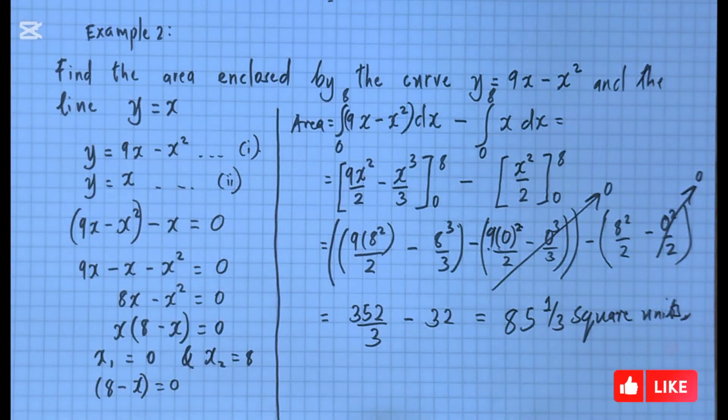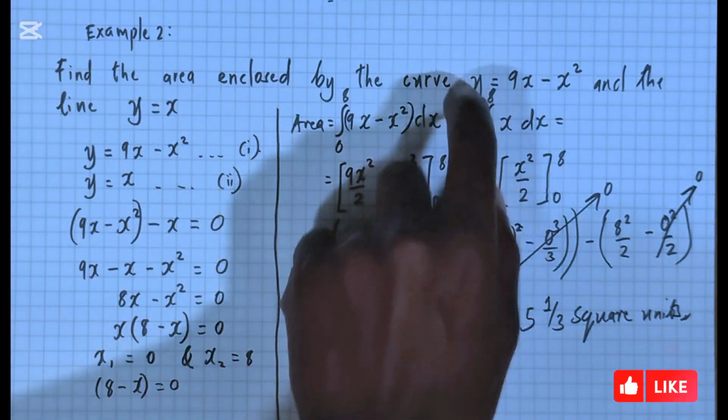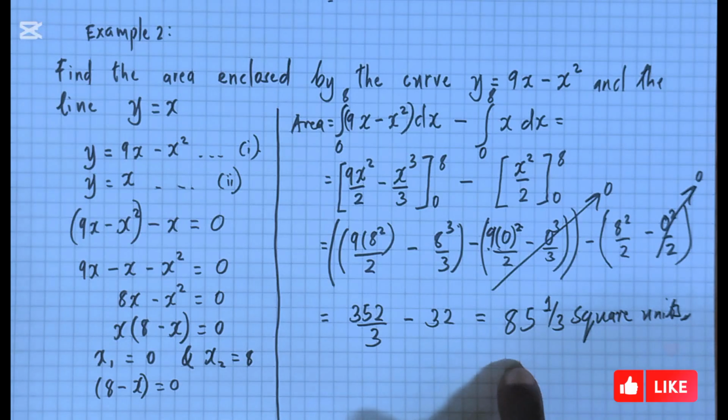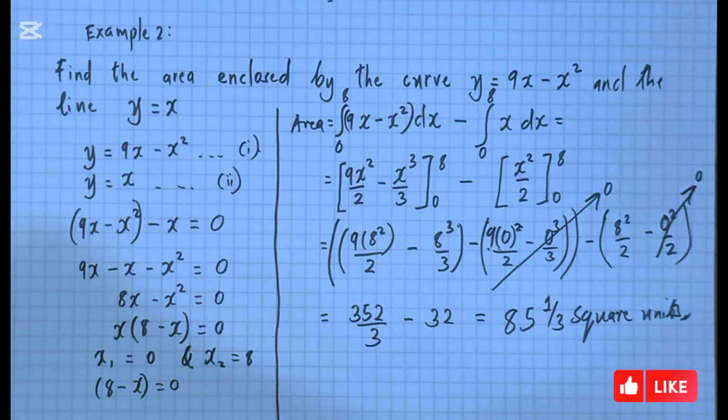So the area of the enclosed region by the curves y1 and y2 will be 85 and a third square units. So that's it for this particular class. We're done with areas under curves by use of definite integration.